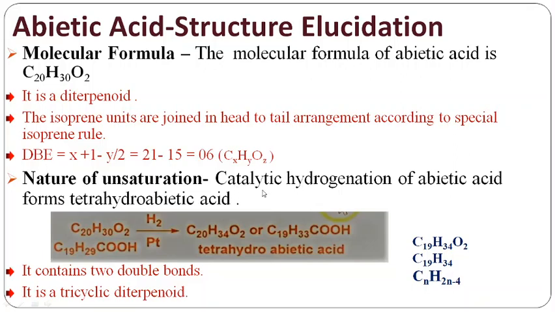First, abietic acid is subjected to hydrogenation in the presence of platinum and we get tetrahydroabietic acid. This means that it contains 2 double bonds, because as you can see, from C20H30 it comes out to be C20H34, meaning 2 molecules of hydrogen have been added to yield the product.